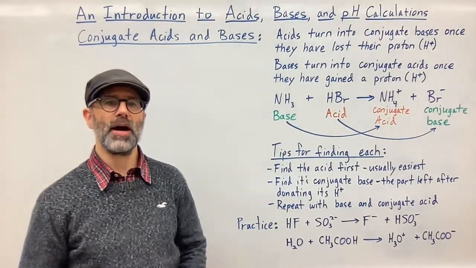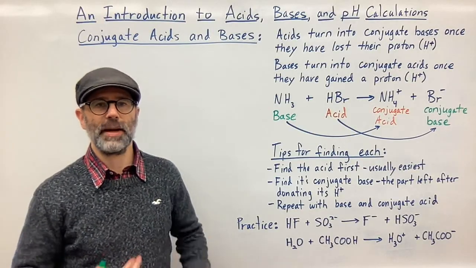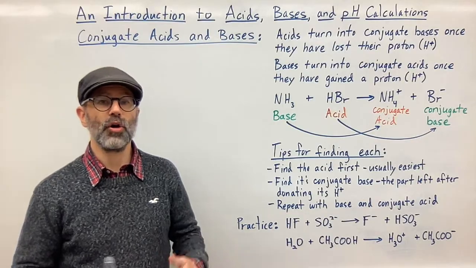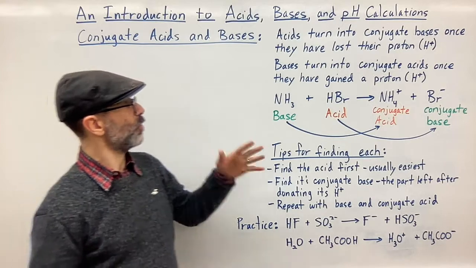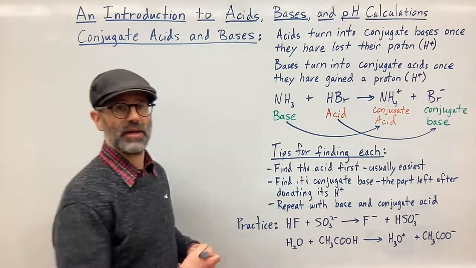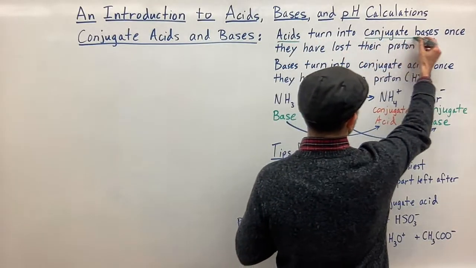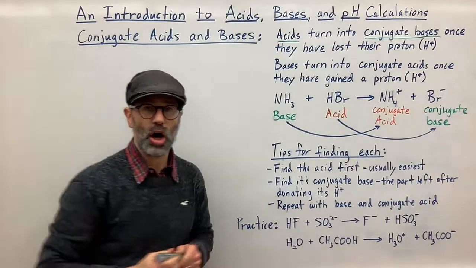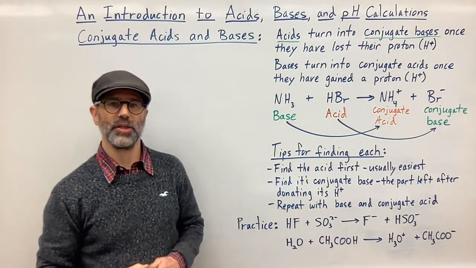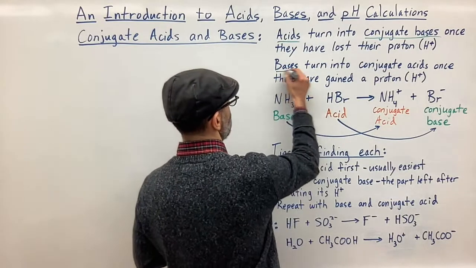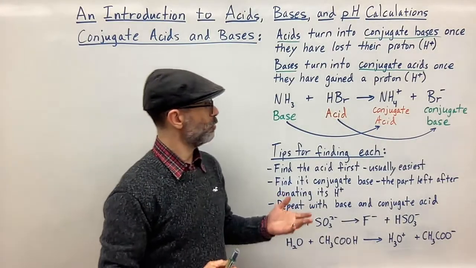Okay, let's talk about conjugate acids and bases. When you have an acid and a base react, they're going to form what are called conjugate acids and bases. So the acid is going to turn into the conjugate base. Acids are going to turn into their conjugate bases once they have lost their proton, or their H plus. Bases are the opposite. They're going to turn into their conjugate acids once they have gained a proton.